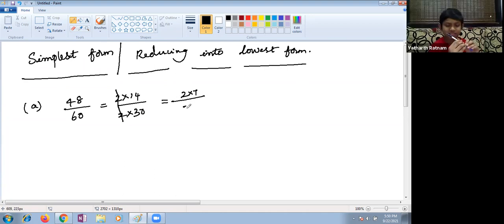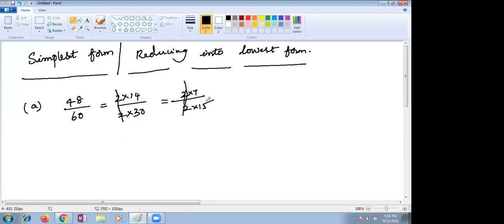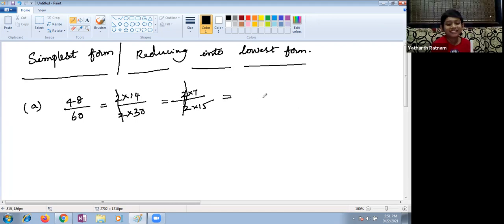Yes, ma'am. 30 can be written as 2 into 15. Ma'am, 7s. Who is out here? Ma'am, 2. 2 should be out. Very good. Because it is hiding in the numerator and denominator, we are catching it and taking it out. What is left over, children, here?